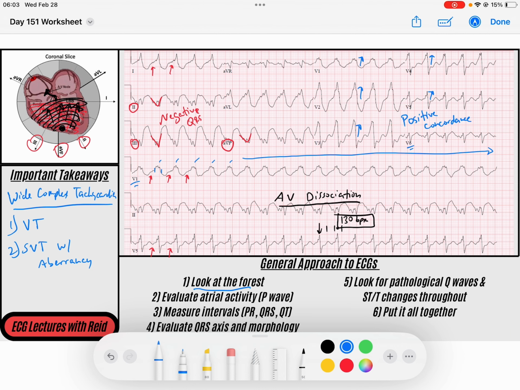You'll see something called AV dissociation, where you will see kind of random evidence of atrial activity or random P waves. And that tells me that the atria and the ventricles are not talking in the setting of a wide complex QRS. And so, if that's the case, you would be able to rule out SVT with aberrancy. And so, I like to just find a rhythm strip, maybe V1, and you look for little atrial activity.